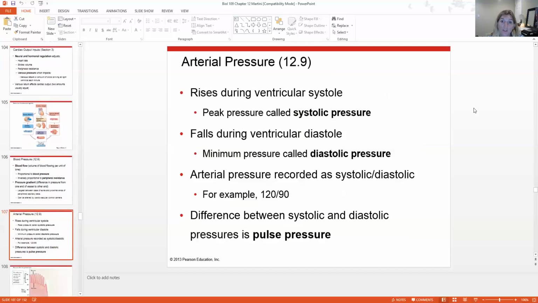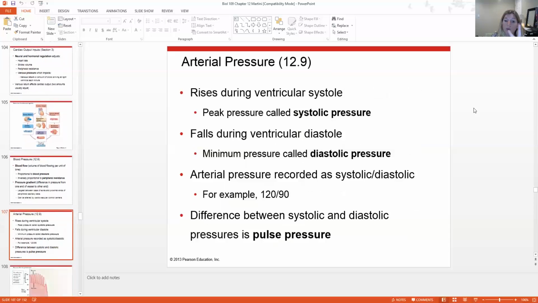Arterial pressure can rise during ventricular systole. It can peak during something called systolic pressure. It falls during ventricular diastole. It's what we call the diastolic pressure. So you're getting an arterial pressure reading as a systolic and diastolic number, like 120/90.